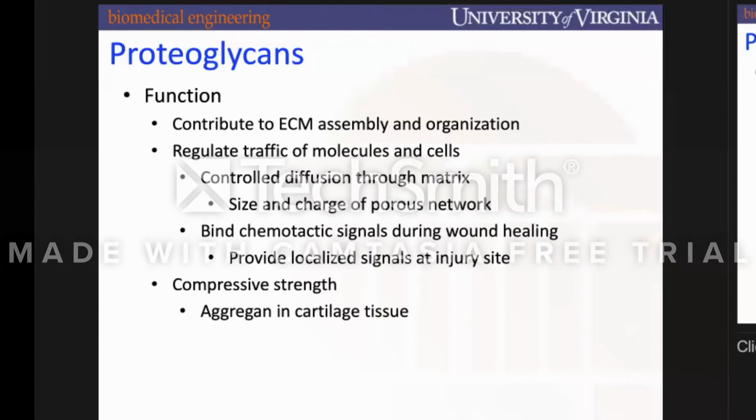And one last part, as I mentioned in the last slide, the GAGs on proteoglycans can bind to and adhere to growth factors and proteins, and they'll provide a signal during wound healing that'll mediate the migration of specific cells, of where they should go and how many of them need to come in. And lastly, as I mentioned before, the proteoglycans, especially the GAG chains on them, will provide a compressive strength in our cartilage.